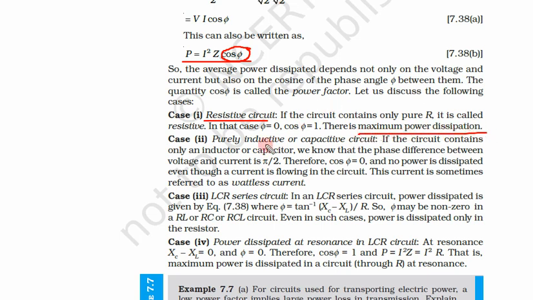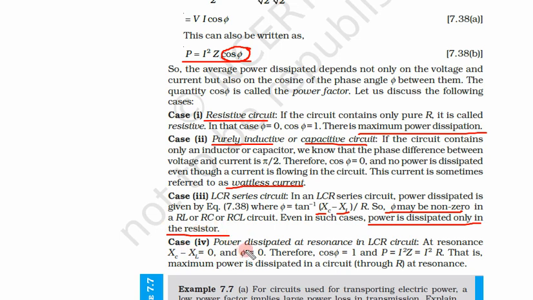Dissipation means consumed. Second case was for purely inductive and capacitive circuit. In that case we saw that power consumed was 0, though there was a current, so that's why it is called wattless current. In case of LCR circuit, this phi may be non-zero. This completely depends on values of XC and XL, and power is dissipated only in the resistor.